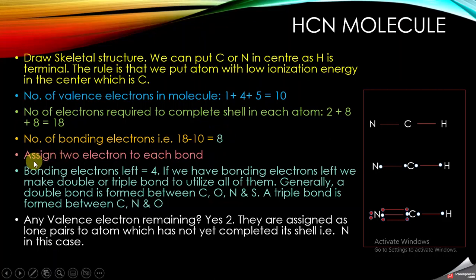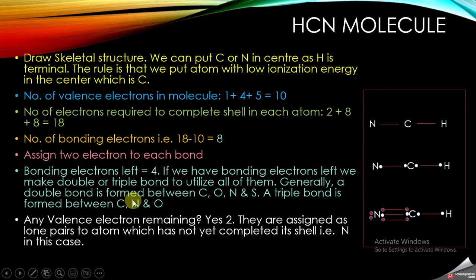The next step is to assign 2 electrons to each bond. Here you have 2 lines, so assign 2 electrons here and 2 electrons here. So you have assigned 4 electrons, but we have 8 bonding electrons. So what you do in this case, when you have bonding electrons left, is make a double or triple bond to utilize all of them.